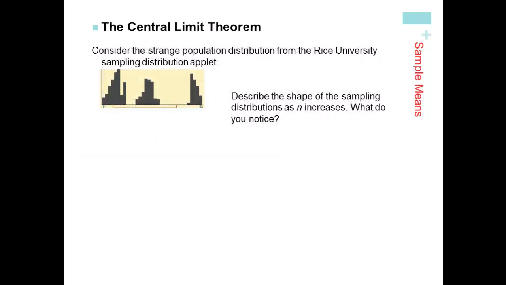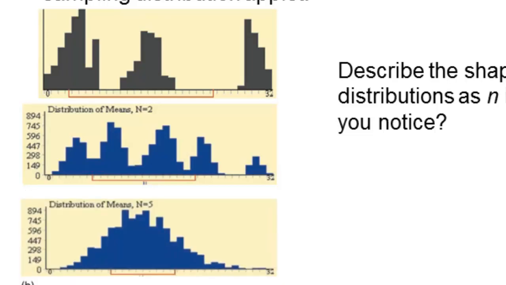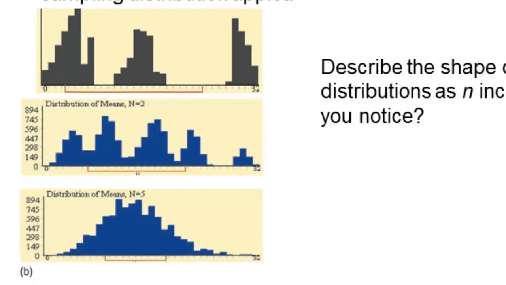Take a look at this distribution here. I want to describe the shape of the sampling distribution as n increases. What do you notice? In this first picture, again, this is a simulation from an applet on Rice University's mathematics website. If I take a sample size of 2, so I'm taking two values from the population distribution, averaging those together and plotting that, and doing it many, many times, notice here I have several peaks. It's definitely not normal.